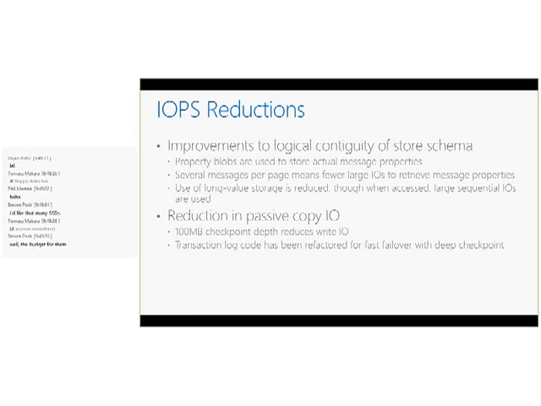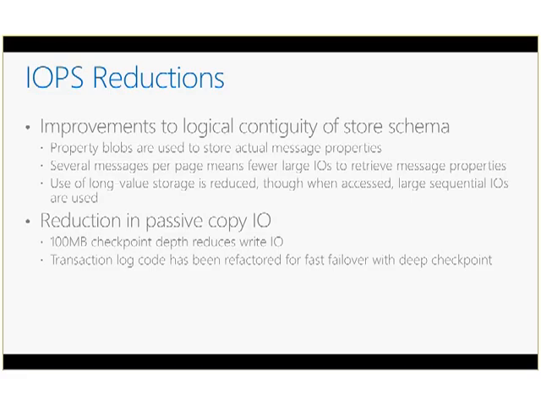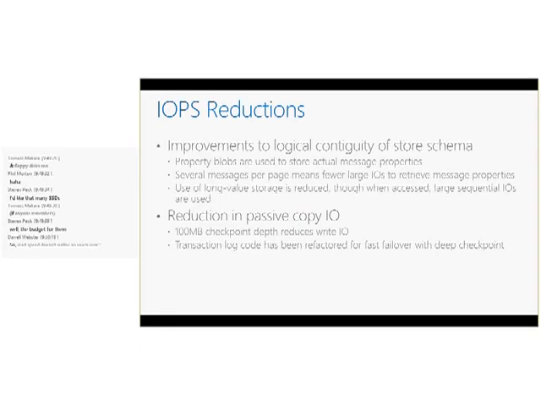Right? We've gotten rid of long value storage. I shouldn't say we've gotten rid of, but reduced it, so that for the most part, we are able to do very large sequential I/O when reading these messages from disks. We've moved the passive copy I/O up to a 100 megabyte checkpoint depth. It's no longer 5 megs as it was in 2010, which allows us to then reduce the passive I/O dramatically. In 2010, you might have seen that a passive copy might have used twice as much I/O as an active copy. Now they're getting down to roughly about the same, give or take a little bit.